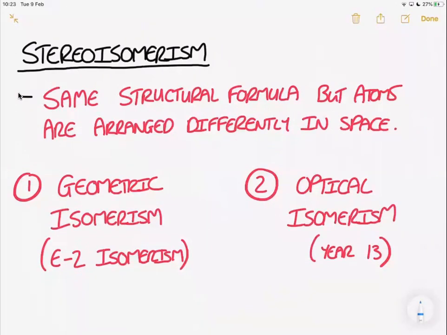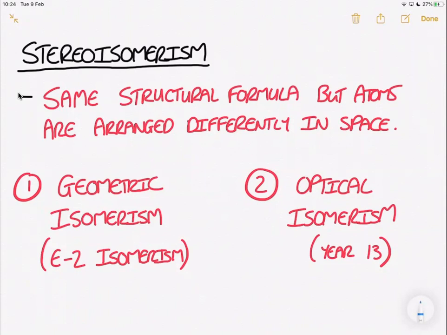Okay, so the first part of it is a definition that says the same structural formula, but the atoms are arranged differently in space. That can be a weird thing to get your head around. Sometimes it's described as a different spatial arrangement, which means the same thing, okay? Let's look at what that means as we go along.